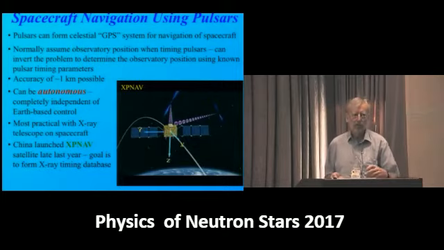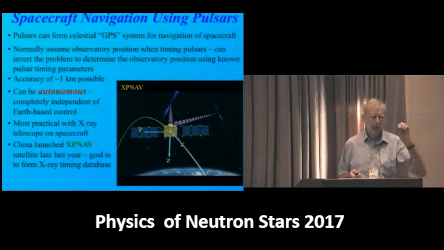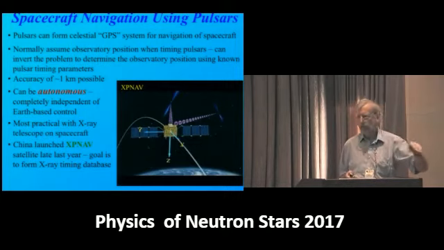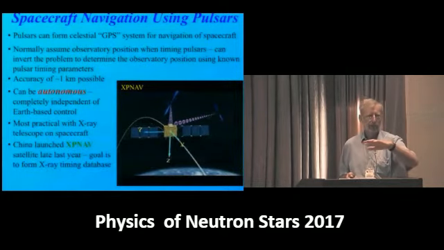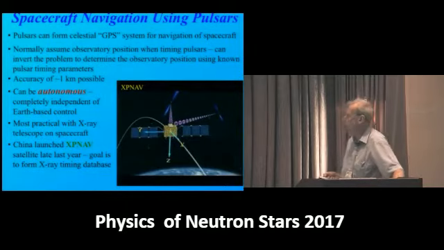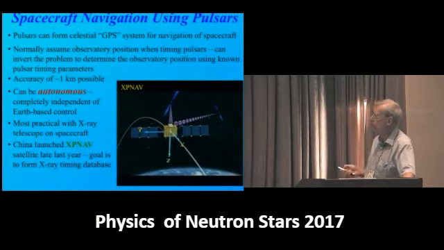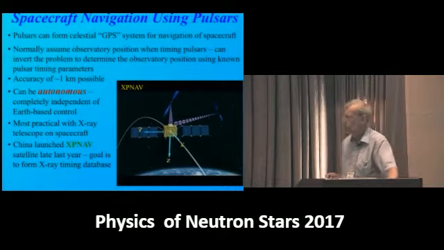spacecraft. Normally, when we're doing pulsar timing, we put in the position of the observatory, and then we solve for the pulsar parameters. But again, you can invert that problem and use the pulsar timing parameters as input and solve for the position of the observatory, which in this case would be some space probe. So China's actually launched a satellite called XPNav, which is exploring this idea. So there's a lot of interest in this.